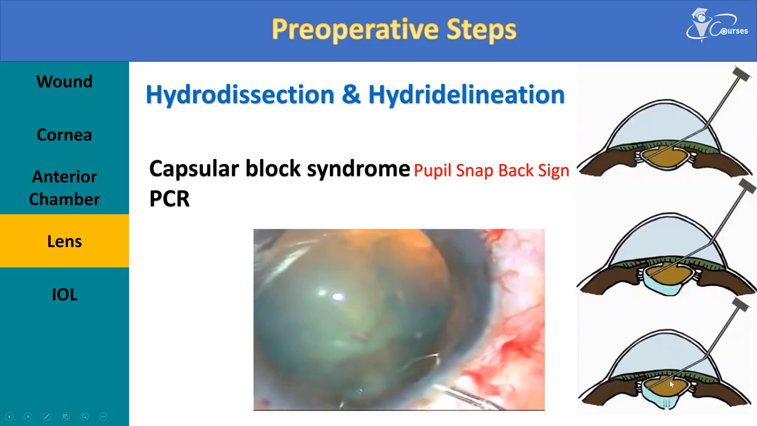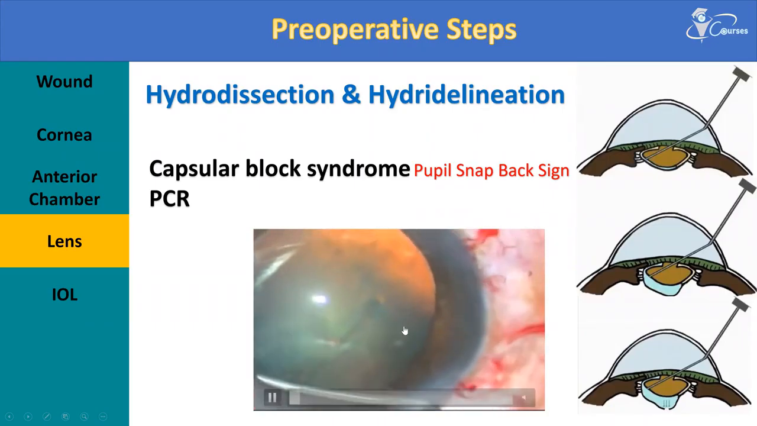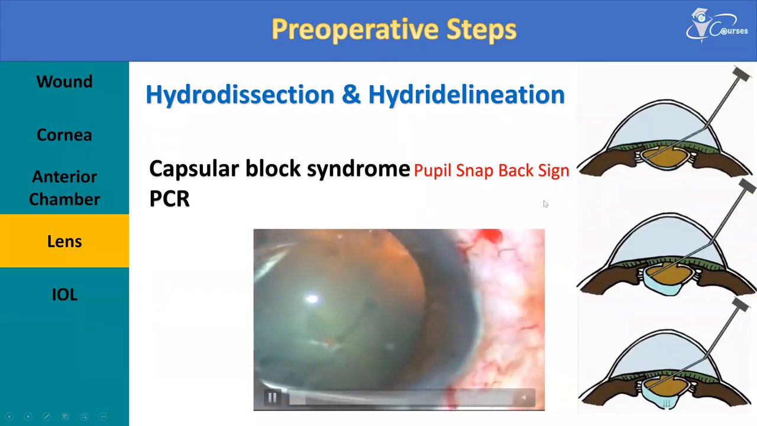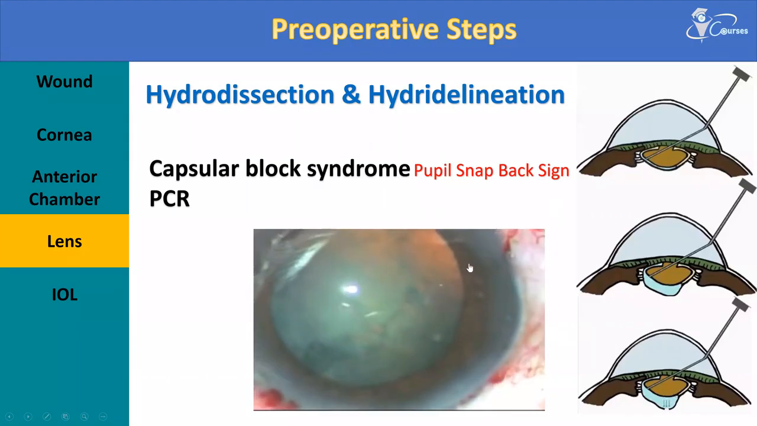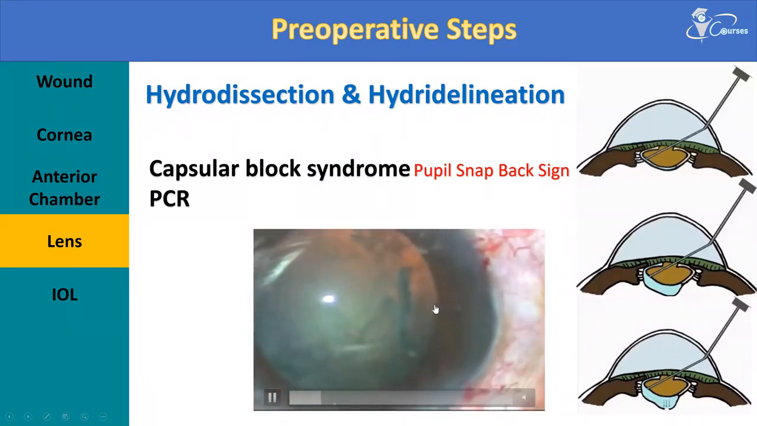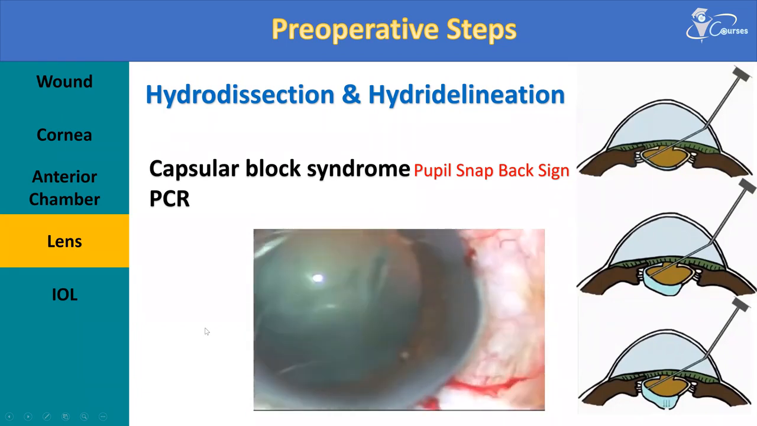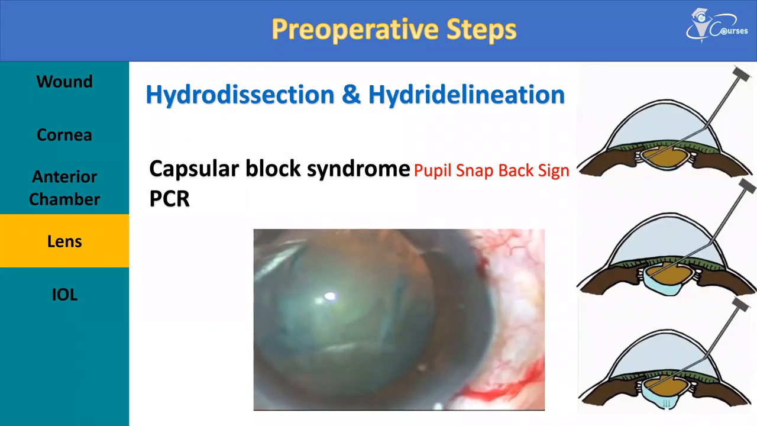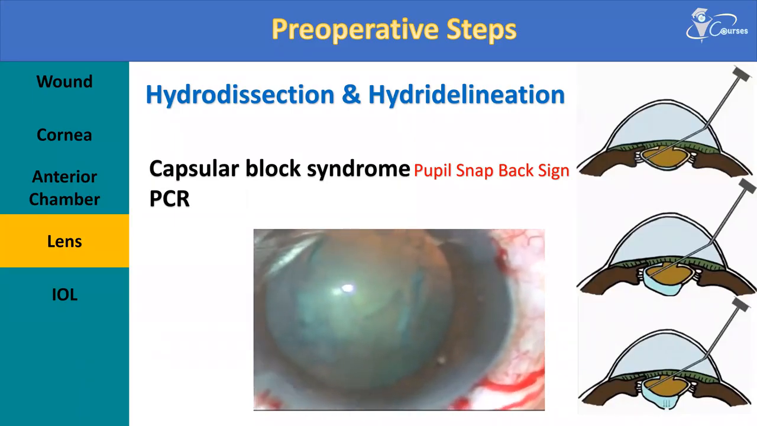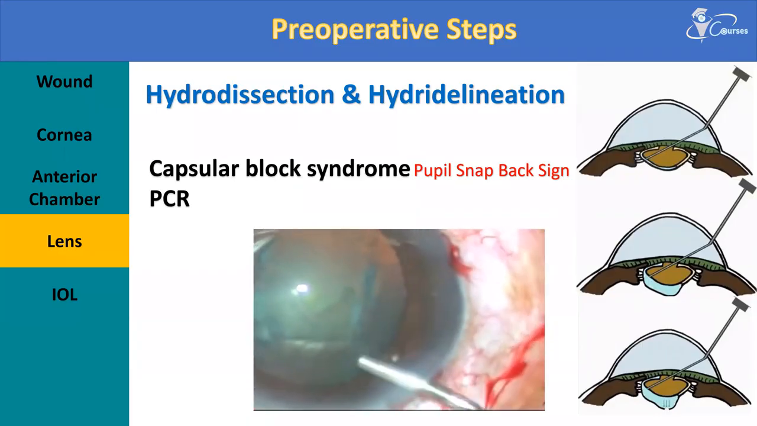This will result in dropping of the nucleus into the vitreous. And how do we know this? We know this by what's called the pupil snapback sign. If this happens, you will find the pupil will show momentary constriction during hydrodissection. You see the pupil showing sudden constriction. This means that the posterior capsule is open, and this was asked before in the ICU exams. It's called the pupil snapback sign.